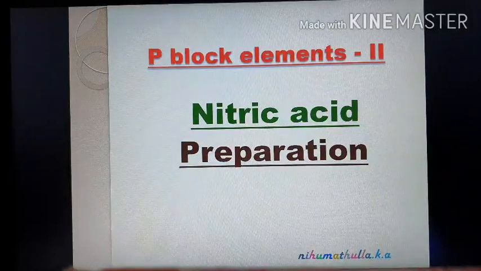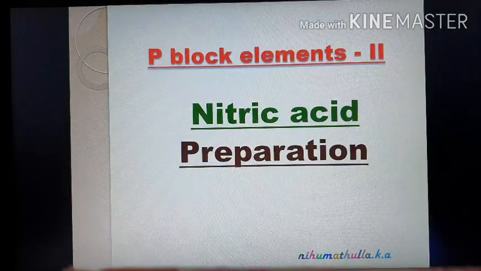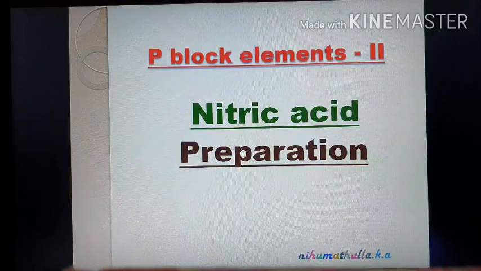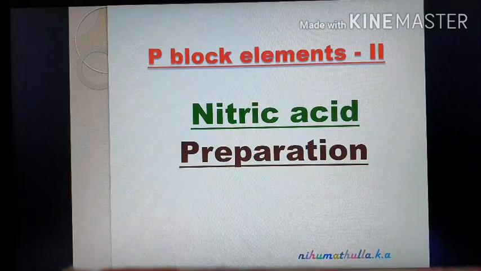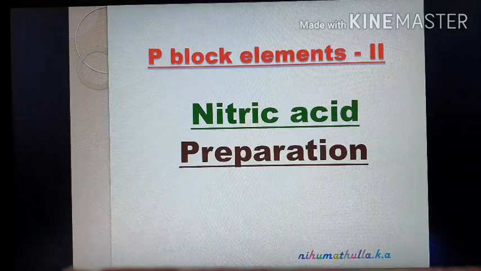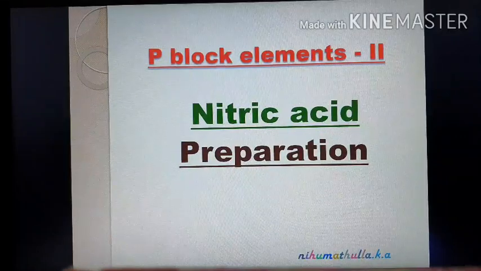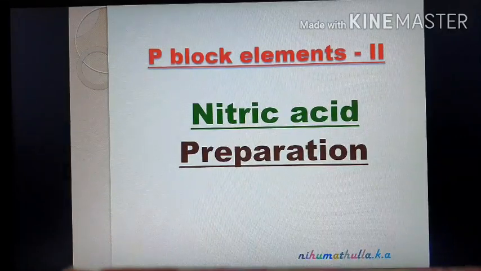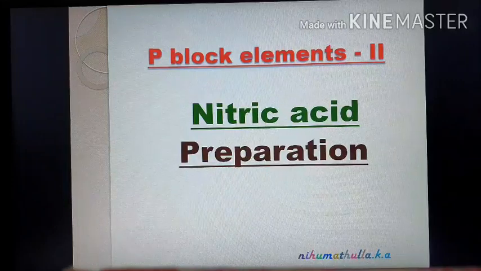P block element 2, nitric acid preparation. We know the molecular formula for nitric acid is HNO3, in which nitrogen is in the plus 5 oxidation state. How is nitric acid prepared?